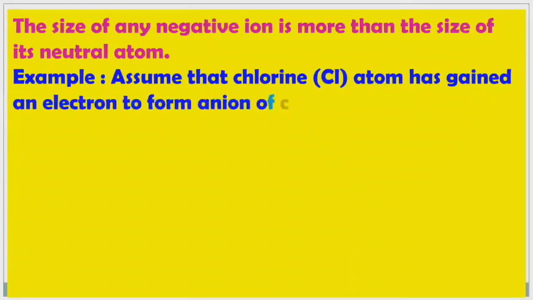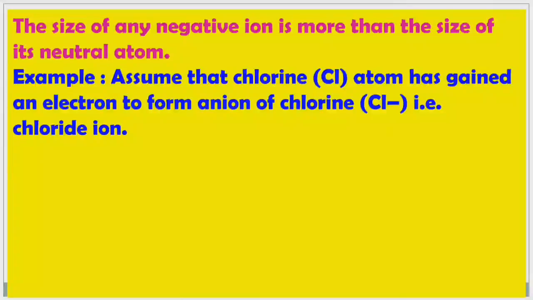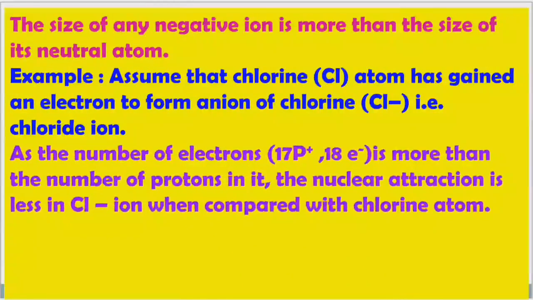Example, assume that a chlorine atom has gained an electron to form the anion of chlorine, or chloride ion. The chlorine atom gained one electron, so it forms chloride ion. The chlorine atom contains 17 electrons, 17 protons. The chloride ion contains 18 electrons, 17 protons. So the number of electrons is more than the number of protons in it.